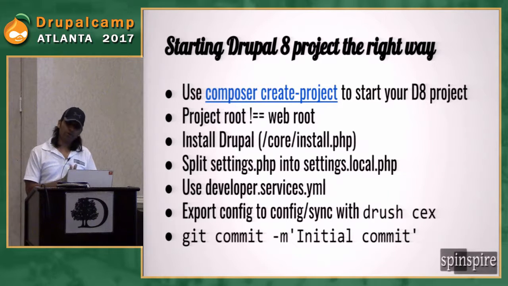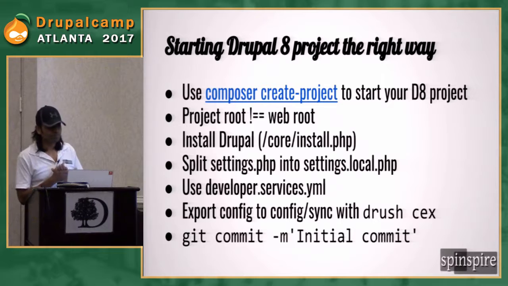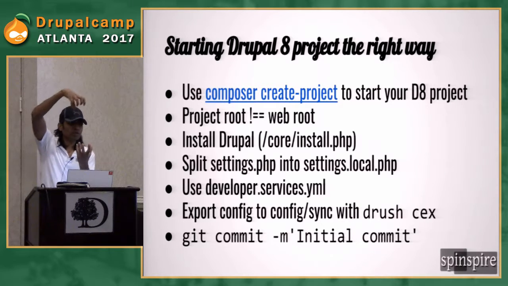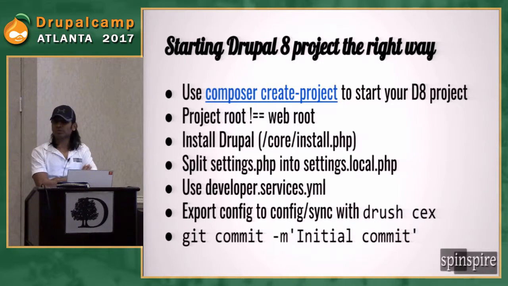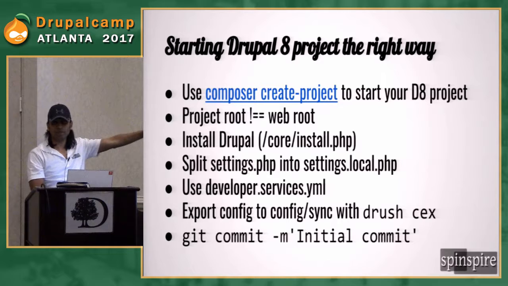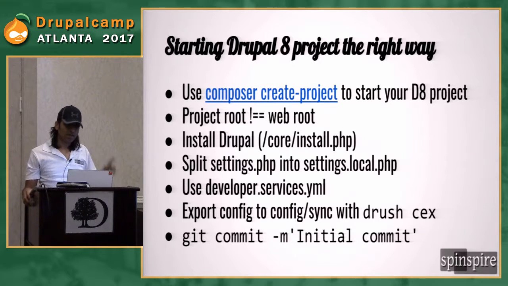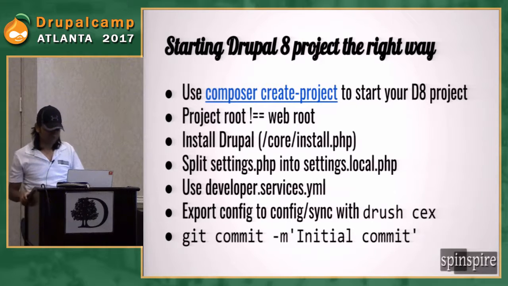You should also use development.services.yml, which is basically an override on top of the base services YAML. You put development on top of it, which allows you to do some development settings without changing the base services YAML. Again, look at example.settings.local.php, which is in your sites directory. Look at that file, and you will know what I mean. It makes it very easy.